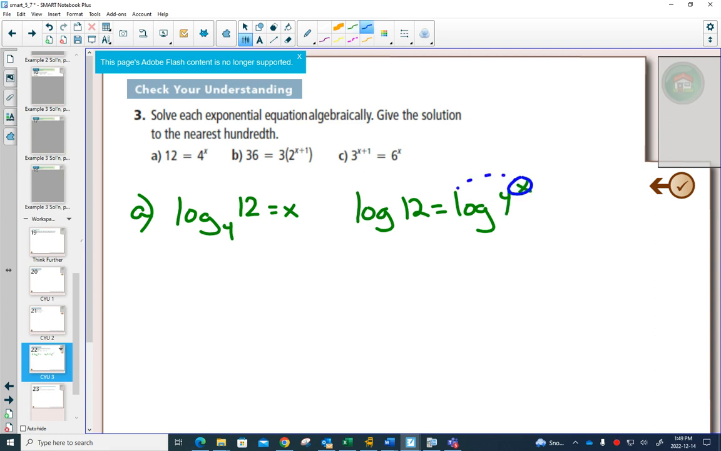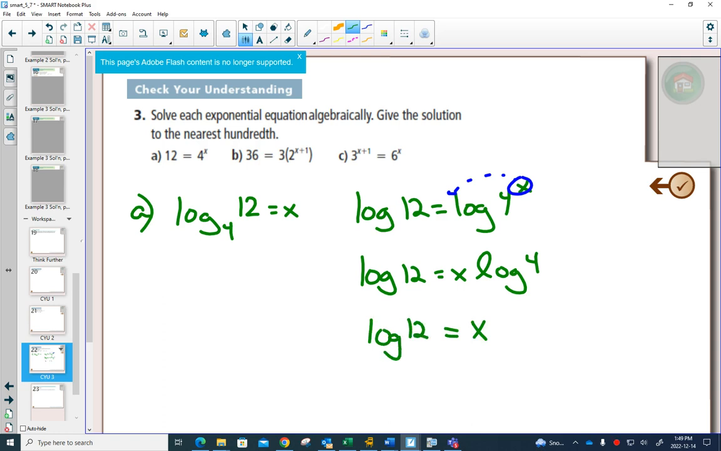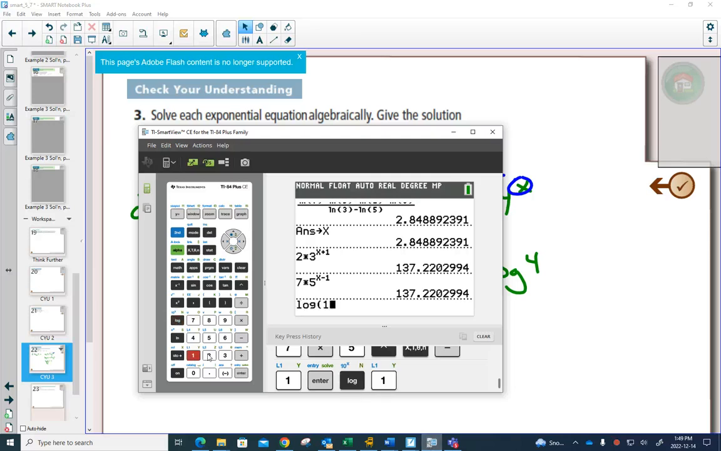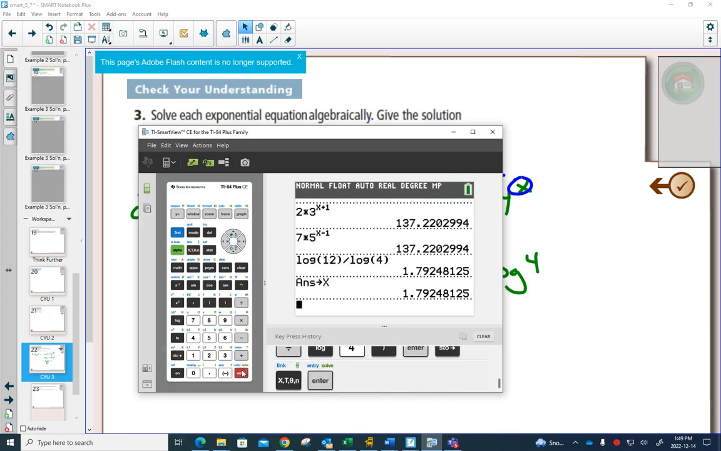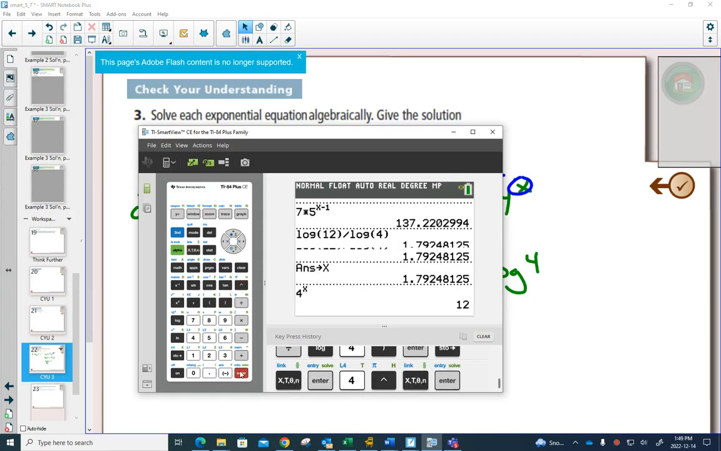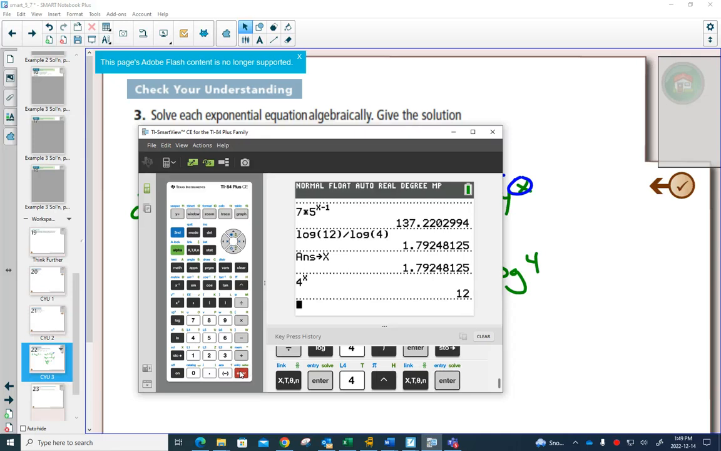It's not hard. You get to bring the x out in front. Divide both sides by log of 4, and you get the same answer anyways. Log of 12 divided by log of 4. Then again, you can store that as x, and you can check that 4 to the x is 12 to know for sure that you got it right.